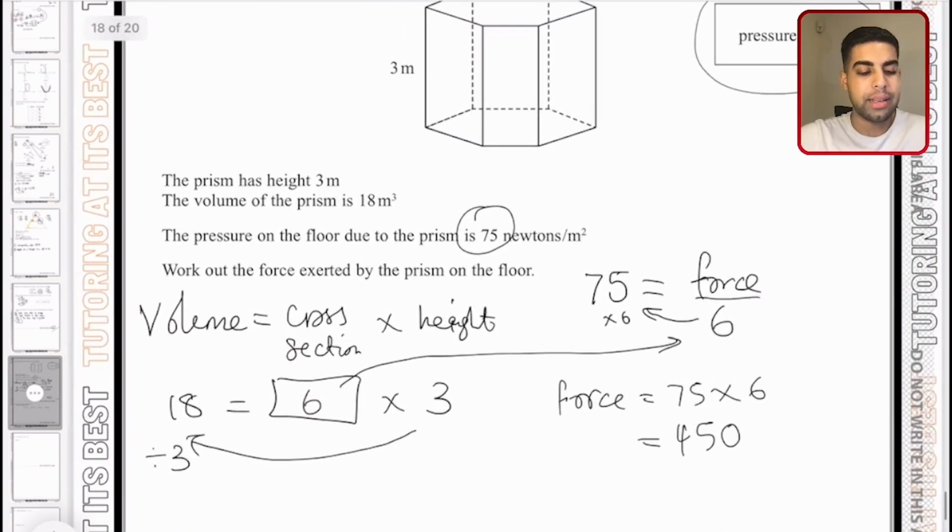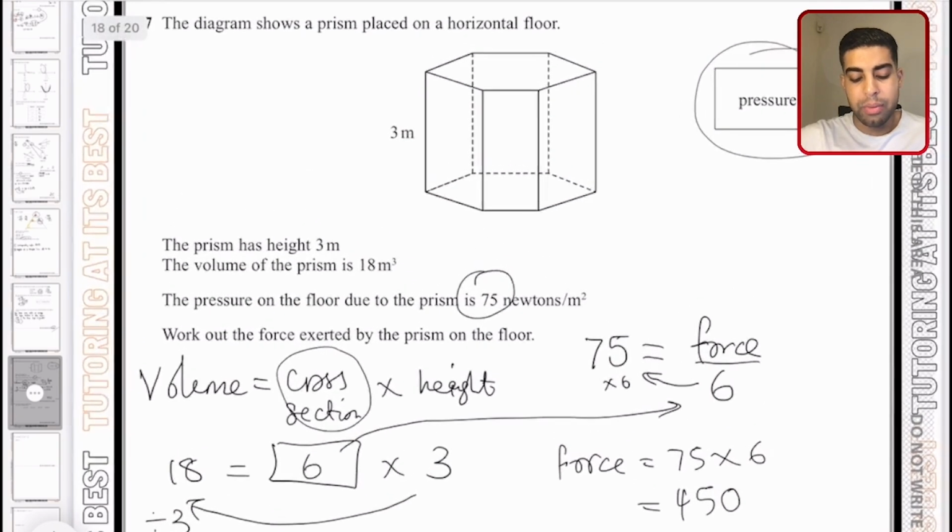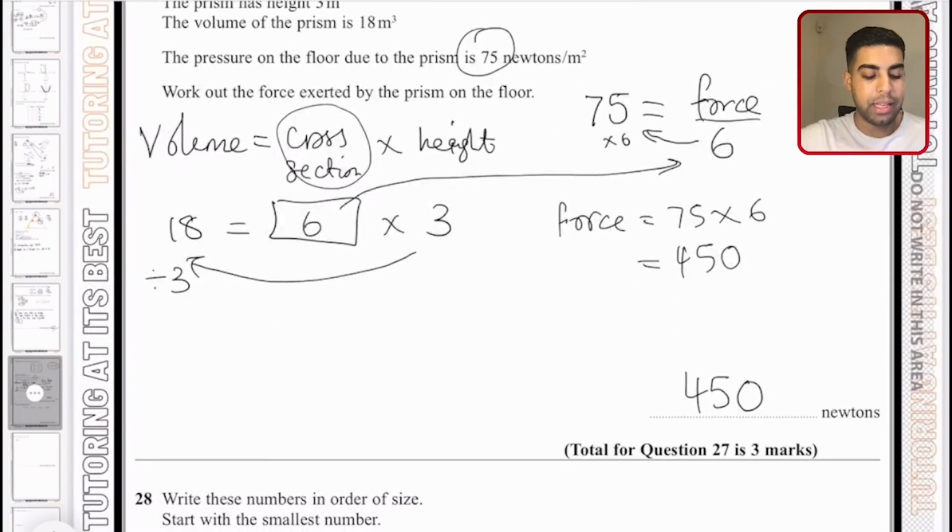So again, what have I done here? I've simply worked out the volume, which was the cross-section multiplied by the height. So I've made my cross-section the subject before substituting it into the formula pressure equals force over area, finally giving me my result.